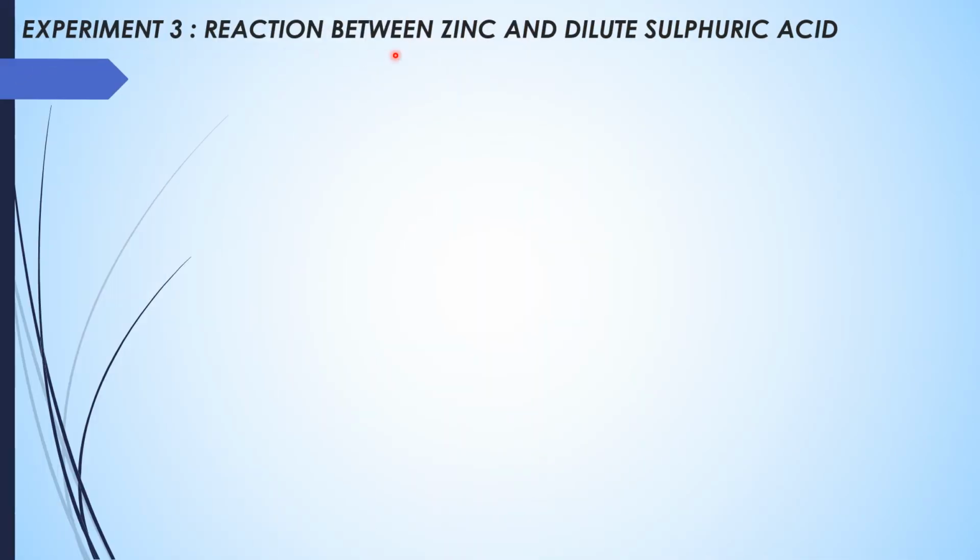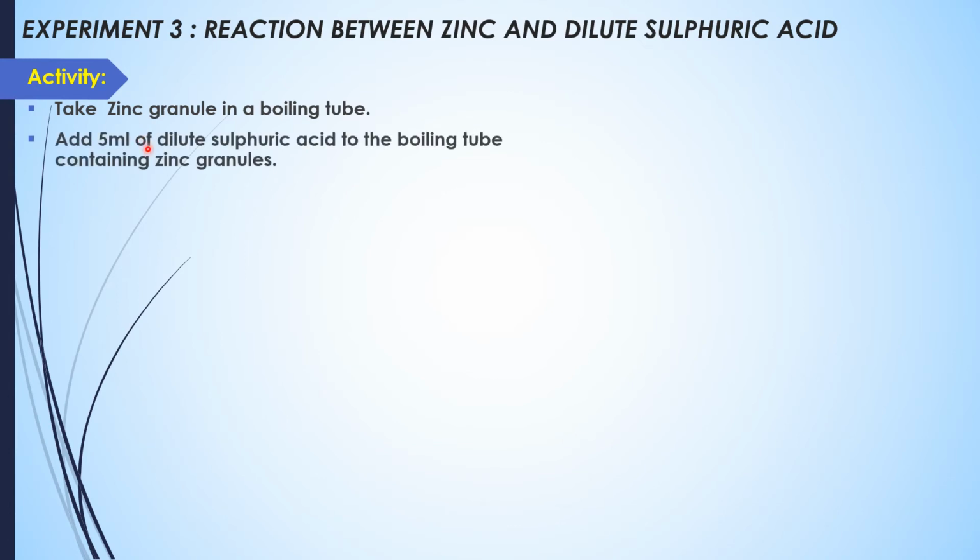Experiment 3, reaction between zinc and dilute sulfuric acid. So here is the activity. First we have to take zinc metal granules in a boiling tube. Then add 5 ml of dilute sulfuric acid to the boiling tube containing the zinc granules. After a while, when the reaction has begun, we have to bring a burning matchstick near the mouth of the boiling tube. Let us watch the video first.